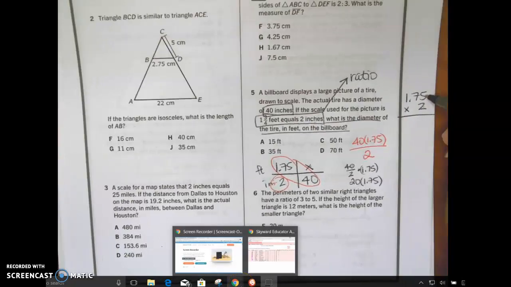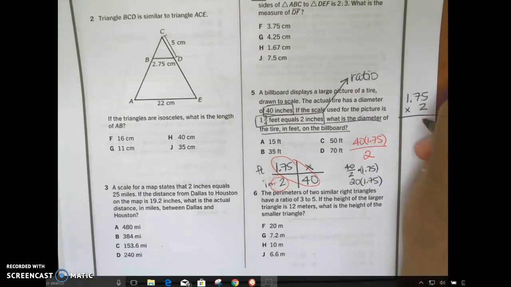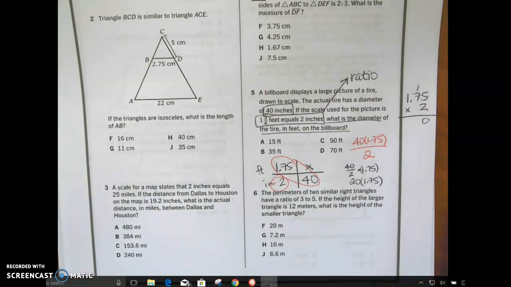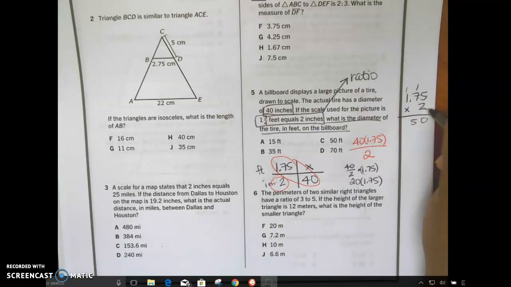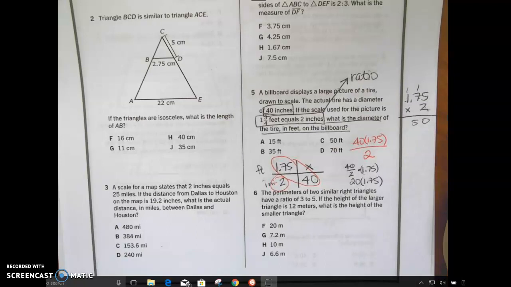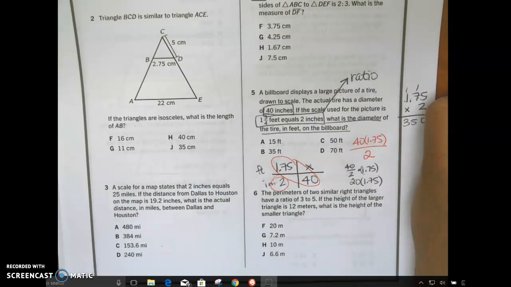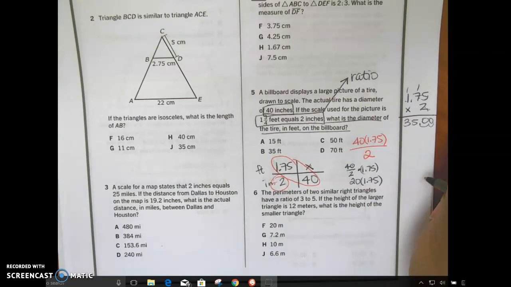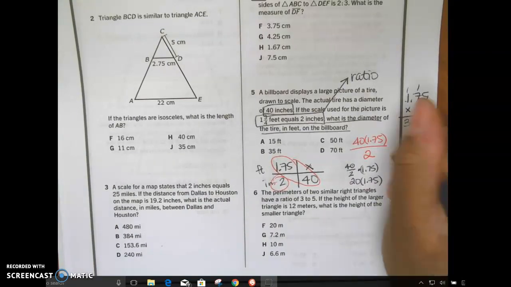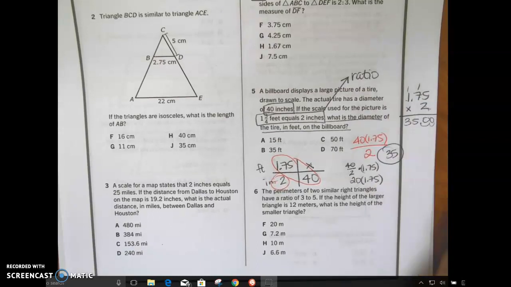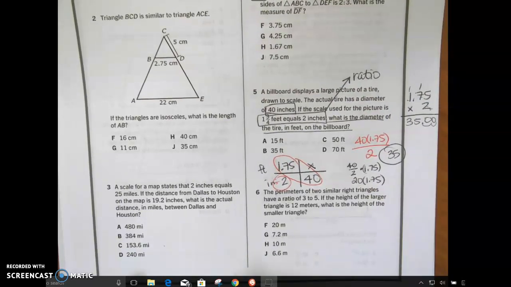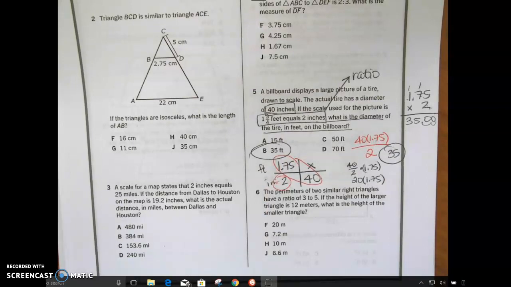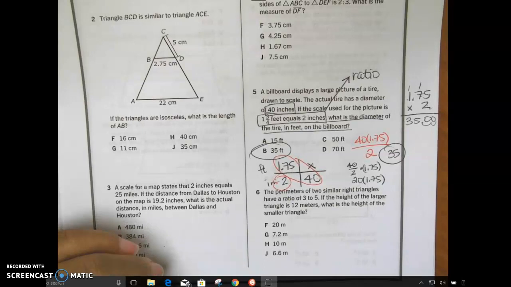2 times 5? Oops. 14 plus 1? 2 plus 2 times 1? Okay, thank you. Add the 0, then move 2 decimal places. 1, 2. This is 35. Is that an answer option? Yep. Okay, remember proportions can be written and solved several different ways.